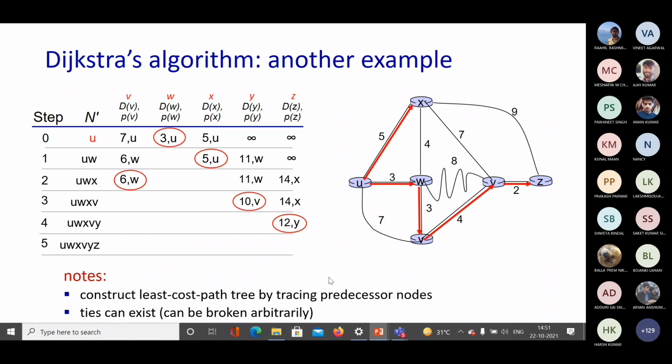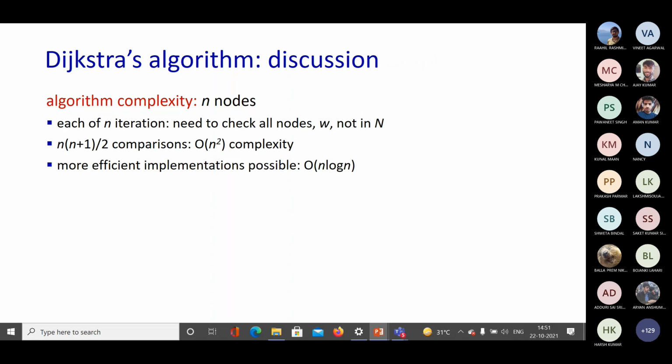Now some notes have been given here. You can construct the least cost path tree by tracing predecessor nodes. There can be ties when you are trying to find out the cost, but they can be arbitrarily broken depending upon whatever method you use to break the ties. Anyways, we should not be concerned much about this one. Let's just check the complexity.